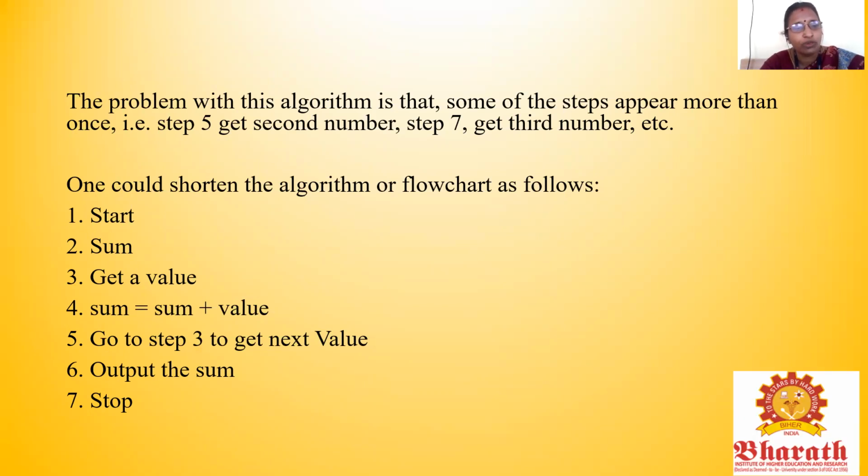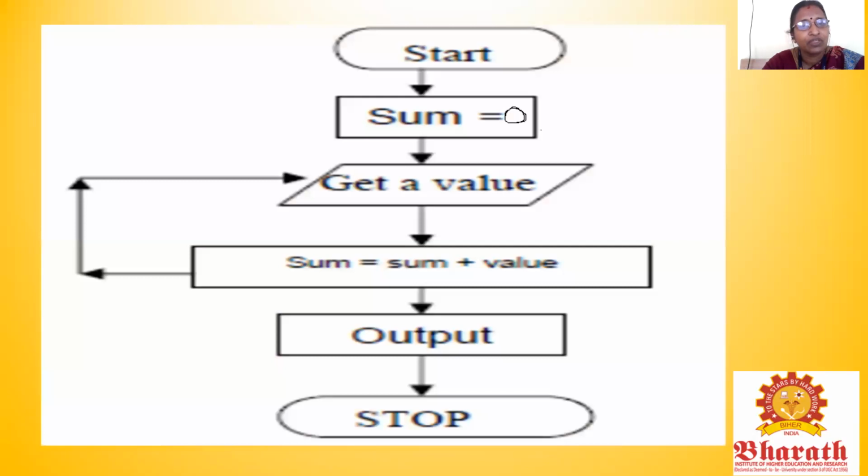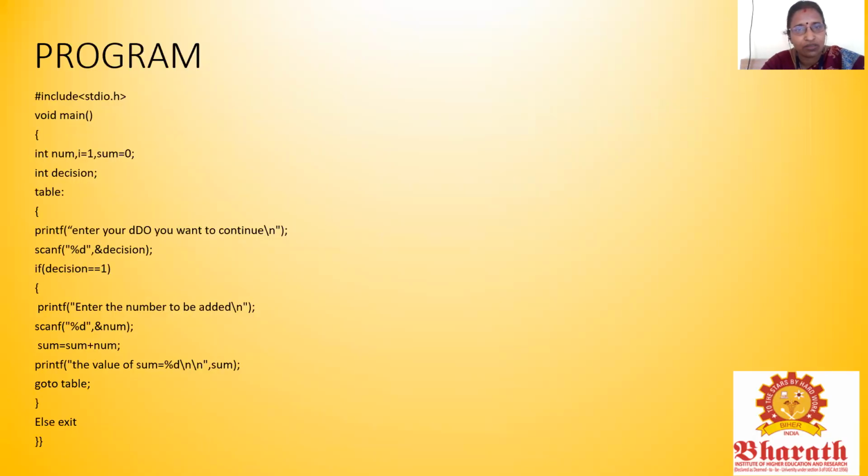So we are printing the output to the screen. The process ends. At the same time, since we shortened the algorithm, we are portraying the flowchart here. Start, sum is initialized to 0. Get a value, sum equals sum plus value, then move leftwards, then upwards, then rightwards, get a value, again sum, again go to the left side, then up and right, get a value, sum equals. So this is the way sum will be updated. Output the sum value and stop the process.